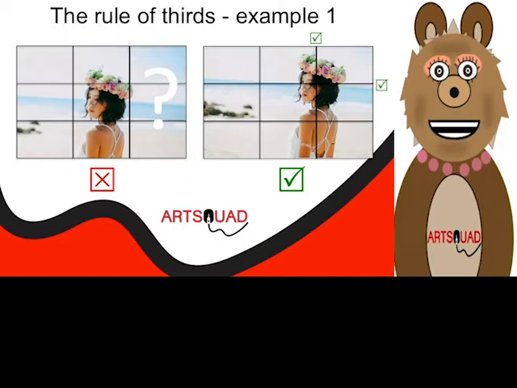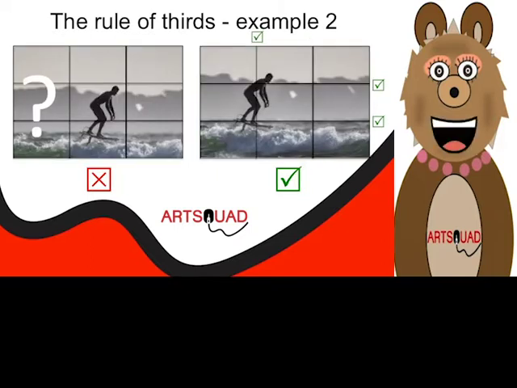The surfer, because he is facing left to right, is positioned along the left-hand vertical line. The surfer's forward foot on the surfboard lies upon the intersection of a horizontal and a vertical line. The horizon is lying along the lower horizontal line. The top of the cloud formation is lying along the upper horizontal line.